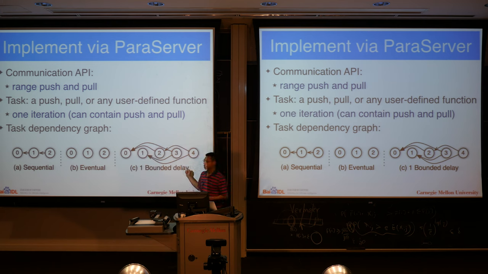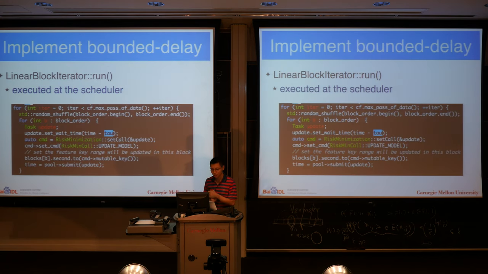This is the slightly stricter delayed model. For task two, or iteration two, even if the previous one is not finished, you can start in parallel, but you cannot delay too much. So you should wait for iteration zero to be finished. And this is the concept. How do we implement these things? In fact, it's quite easy.